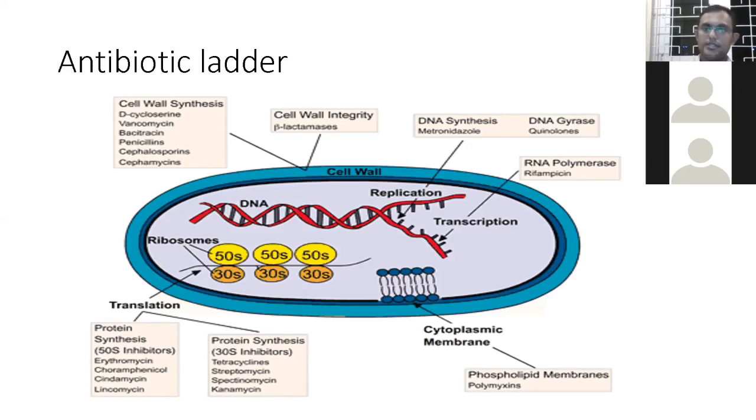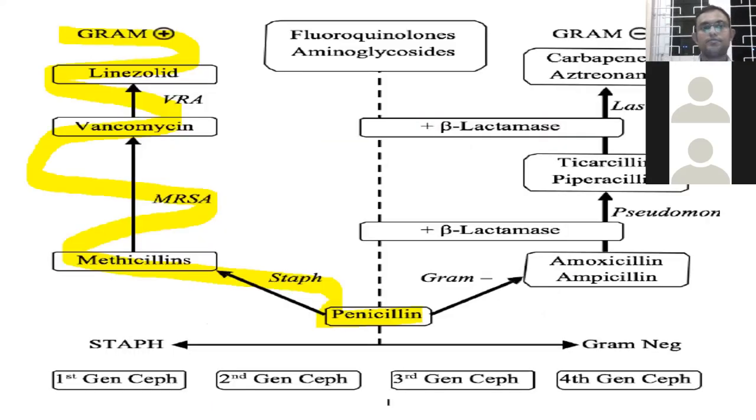DNA synthesis is attacked by metronidazole, and DNA gyrase is attacked by quinolones. DNA polymerase is attacked by rifampicin. Just a recap, I think you all can remember all this. Now there comes this gram positive and gram negative business. The first antibiotic was penicillin, found accidentally, and the last one to come, as far as I can remember, in 2015 was linezolid.